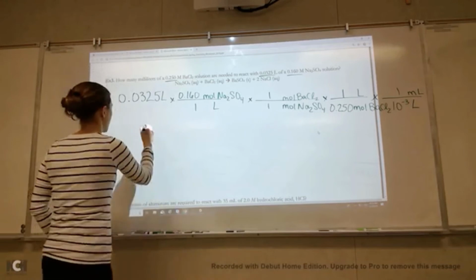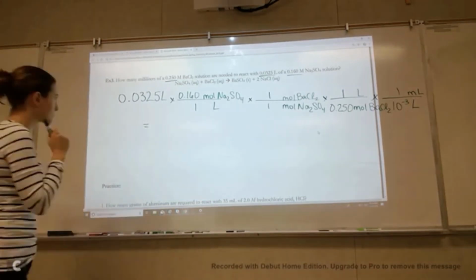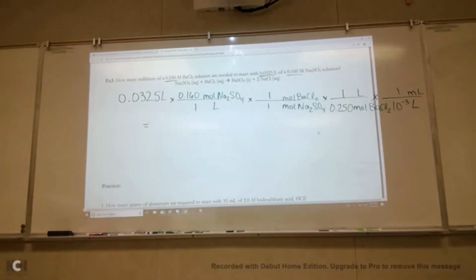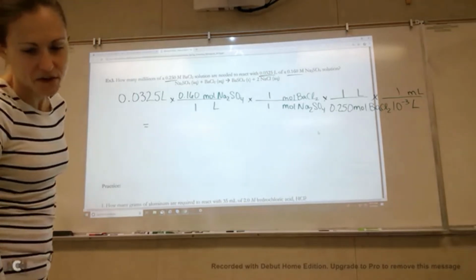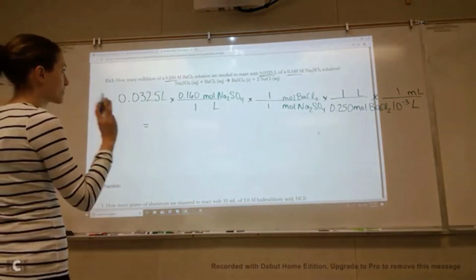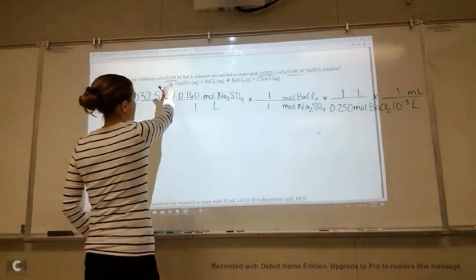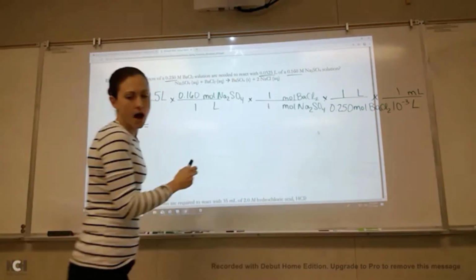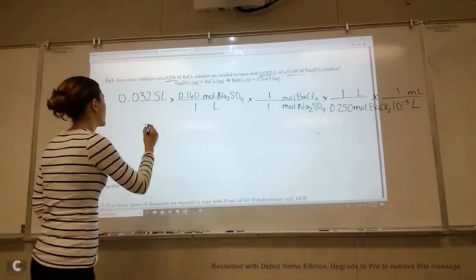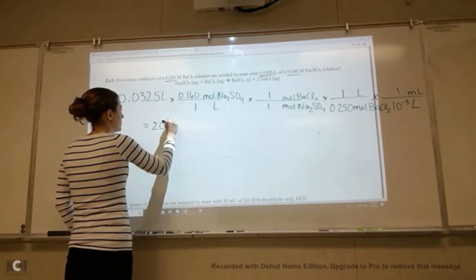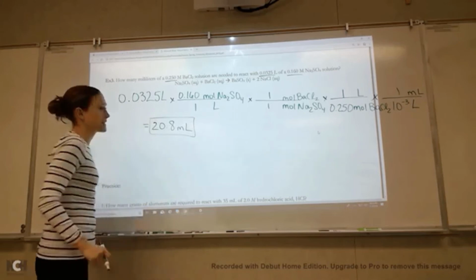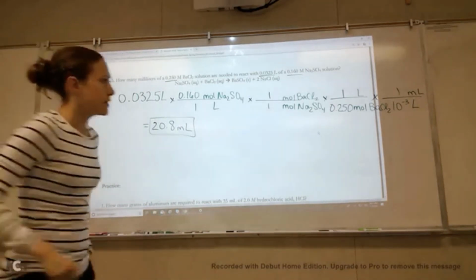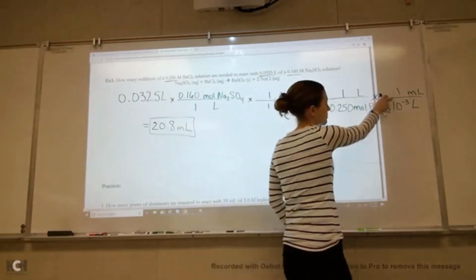Okay? So at the very end, when I'm done with this, I'm going to take 0.0325, multiply by 0.160, divide by 0.250, and then divide by 10 to the negative third. And the answer I get, so that I can have 3 significant figures, since this has 3, 3, and 3, I end up getting 20.8 milliliters.